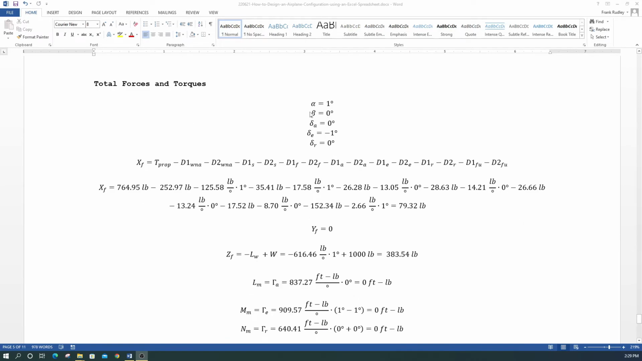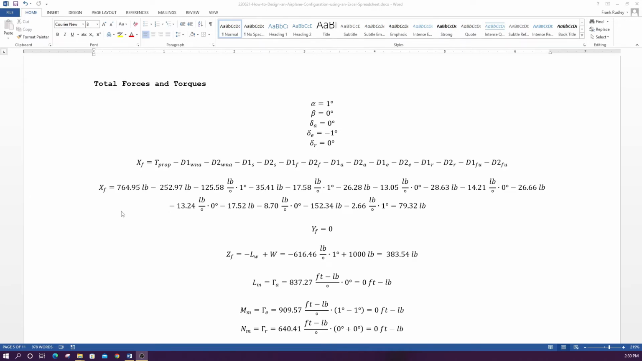So I'm assuming our angle of attack is small. We have a little deflection. We have a positive angle of attack and a negative deflection of our elevator, and everything else is zero: our sideslip zero, our aileron zero, and our rudder zero. So we want to sum up all the forces. All the x forces are equal to the thrust minus all these drags. So we want to show that we have a positive x force, meaning our thrust has to be greater than all of our drags to get forward motion of this plane.